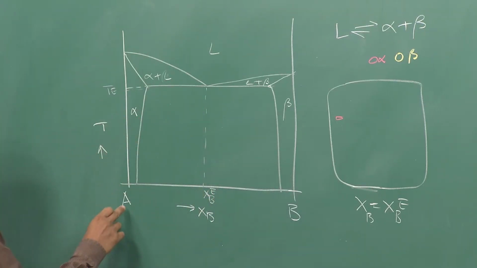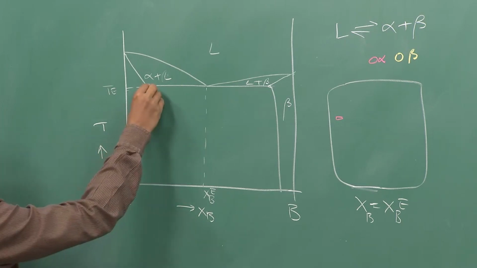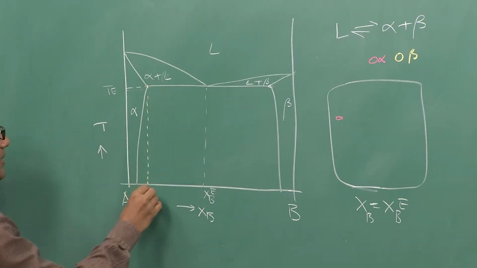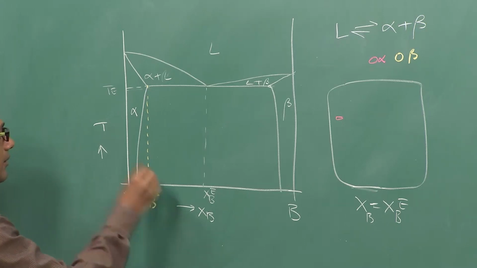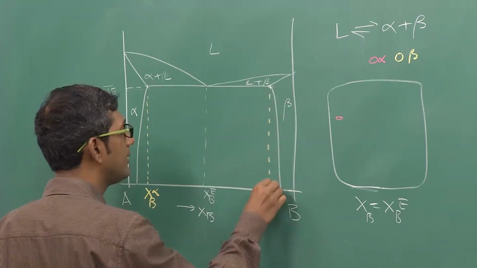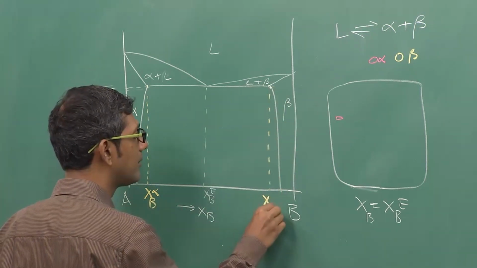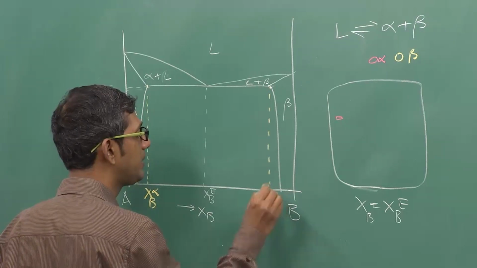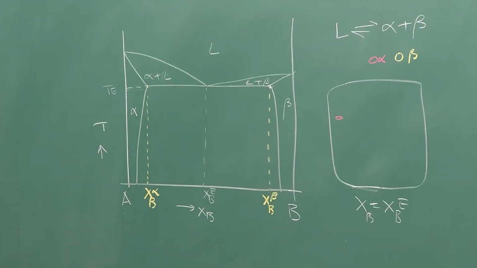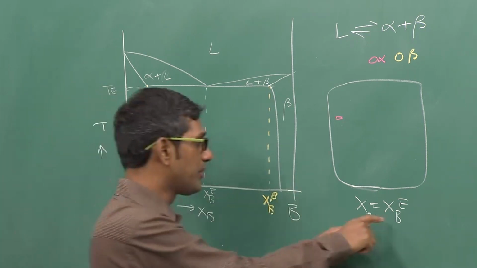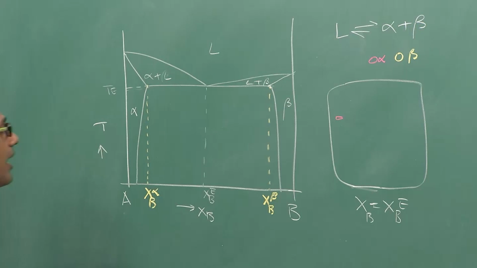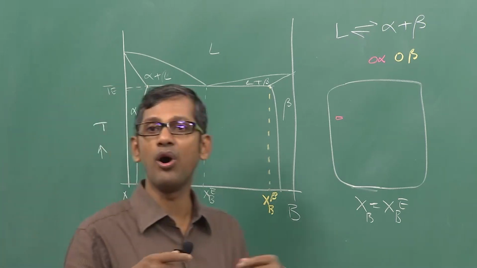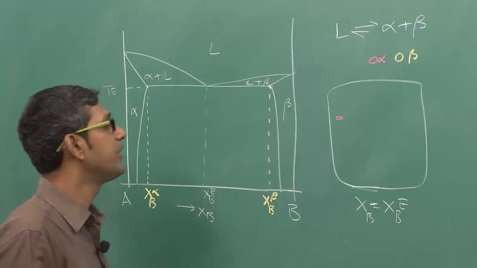See, alpha is basically an A-rich phase. If you look at it, the composition of alpha at the eutectic temperature is this, which is close to A. On the other hand, the composition of beta is close to B. So, that means it is a B-rich phase. But the liquid has a uniform composition of XBE. So, as soon as the alpha nucleates from the liquid and starts growing, alpha requires more A. So, therefore, it will remove all the B when it grows.